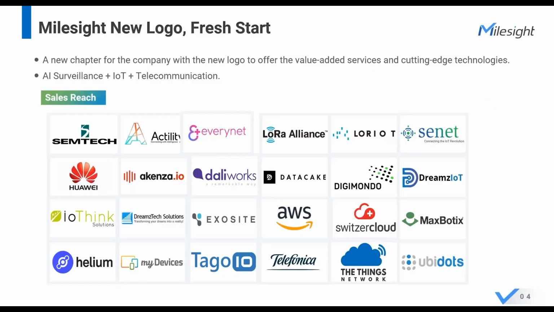And moreover, we're also working with distributors, solution providers, and system integrators to support them in this ecosystem and build up comprehensive and end-to-end solutions together. Here are those partners we are cooperating with. So, Milesight keeps on doing more innovations in the future.